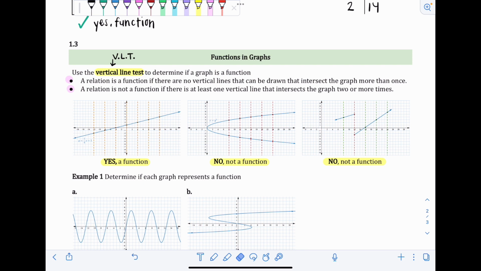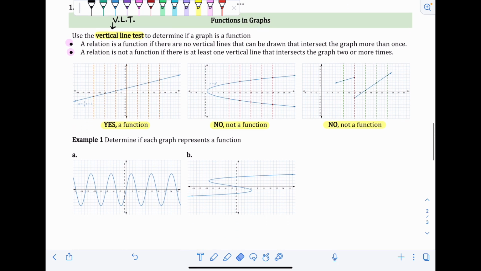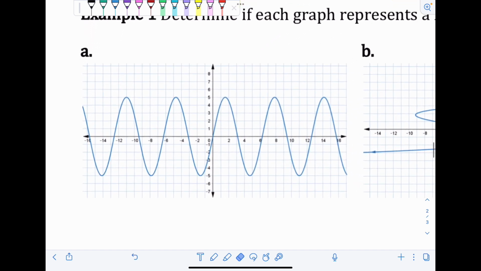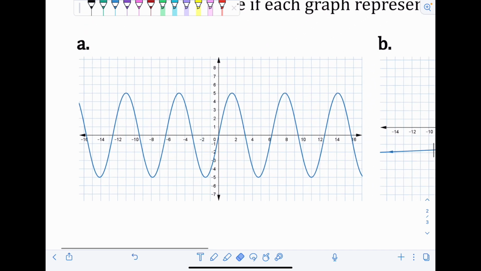Okay, so moving down to this example, determine if each graph represents a function. So for 1a, I'm going to zoom way in. You can see it's this kind of crazy curved graph. I'm just going to draw my line here, and then we'll start to drag it through. So I can keep dragging it along to the right, and you can see it's only ever crossing at one point. It never intersects at more than one point at once.